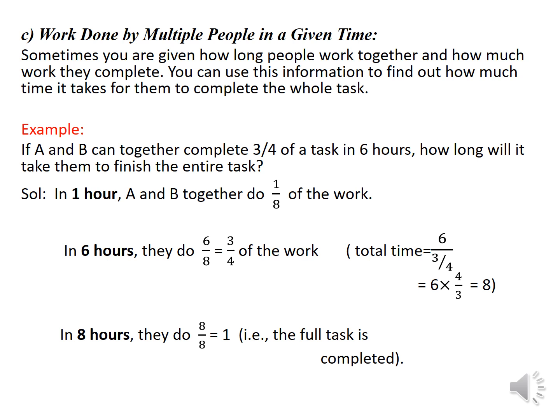So in 6 hours, how much they completed means we have to multiply 6 hours to 1 by 8. So we get 6 by 8. After cancellation, we get 3/4 of the work completed in 6 hours. Next we need to calculate for 8 hours. For 8 hours, how much they complete means we again multiply 8 hours to the 1 hour work, that is 1 by 8 into 8, we get 8 by 8. After cancellation, we get 1. So here 1 refers to the full task or full work. This work is completed in 8 hours.